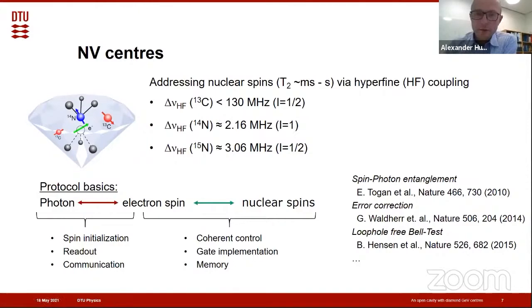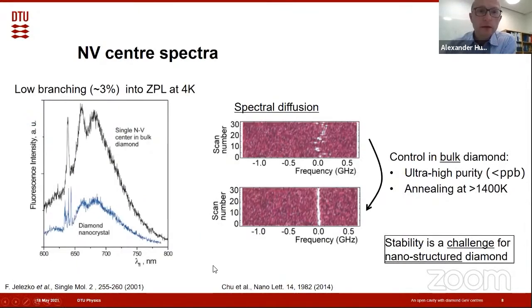Now this sounds all very nice, but there's a little downside to the NV center, and that is basically when looking at the optical transition. So even when cooling the system down to a temperature of just about 4 Kelvin, it is essentially only about 3% of the total optical transition which goes into the zero phonon line. So the optical electron spin interface is extremely inefficient for that system.